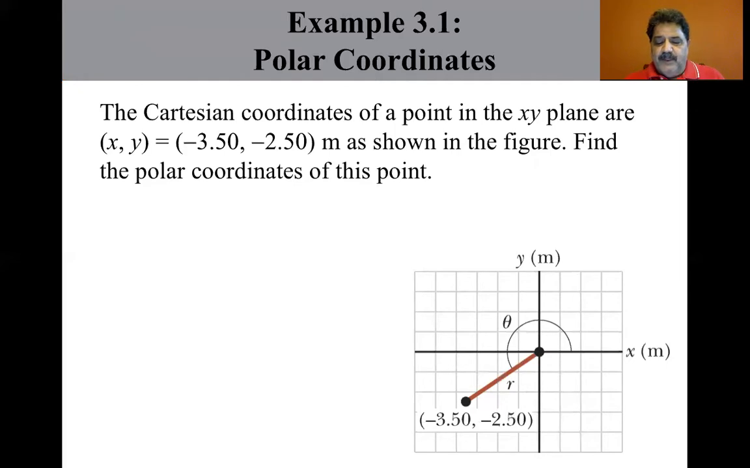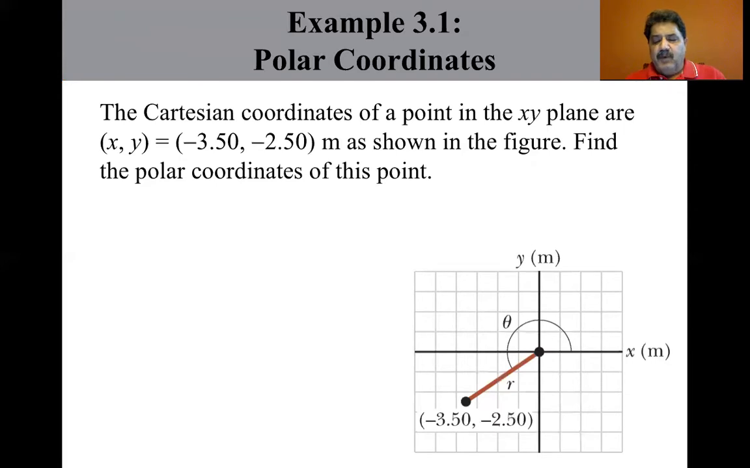We expect theta to be between 180 and 270 degrees. In other words, we expect it to be in the third quadrant, counting from the upper right corner as first quadrant, then second quadrant, third quadrant, and fourth quadrant. Why the third quadrant? Because both the x value and y value are negative, so that puts it in the third quadrant.